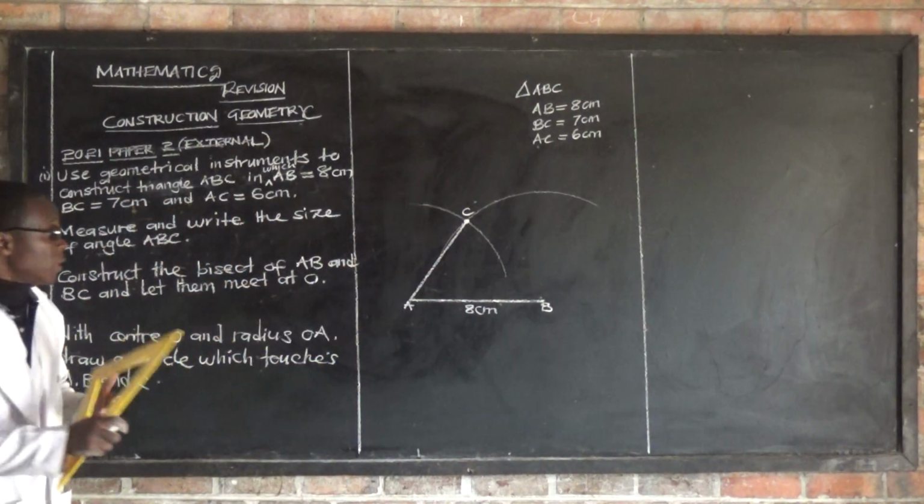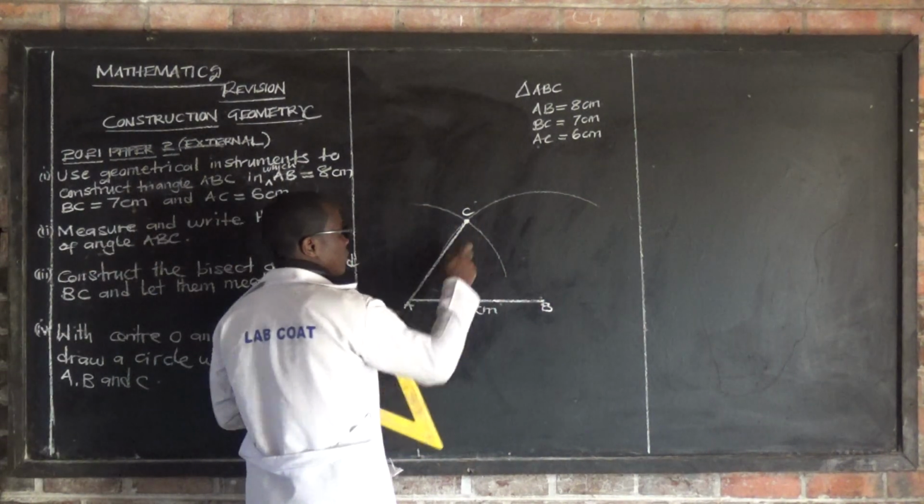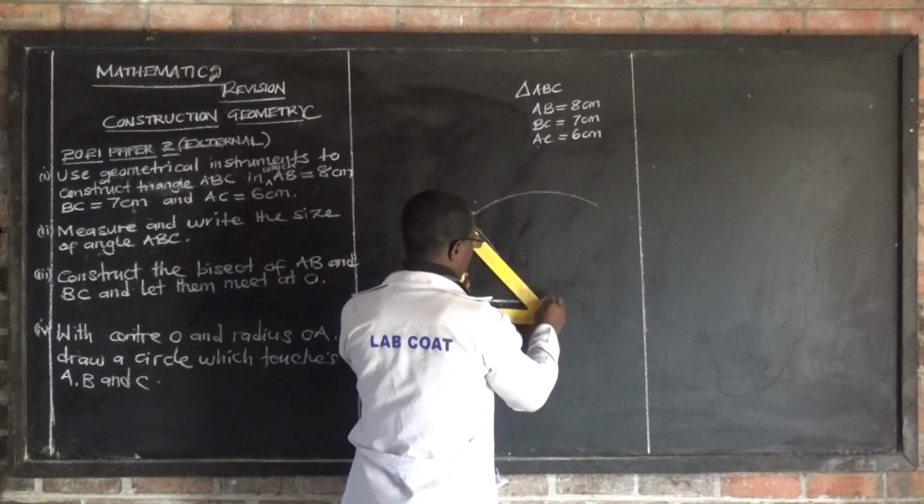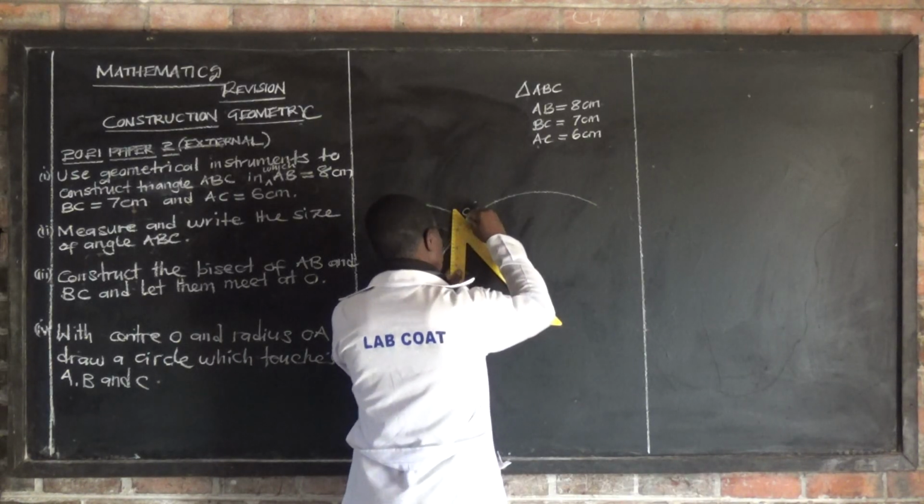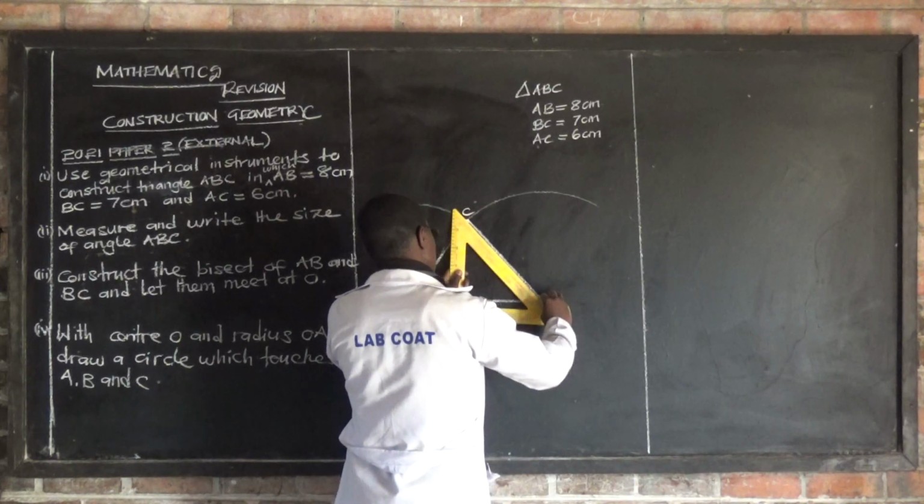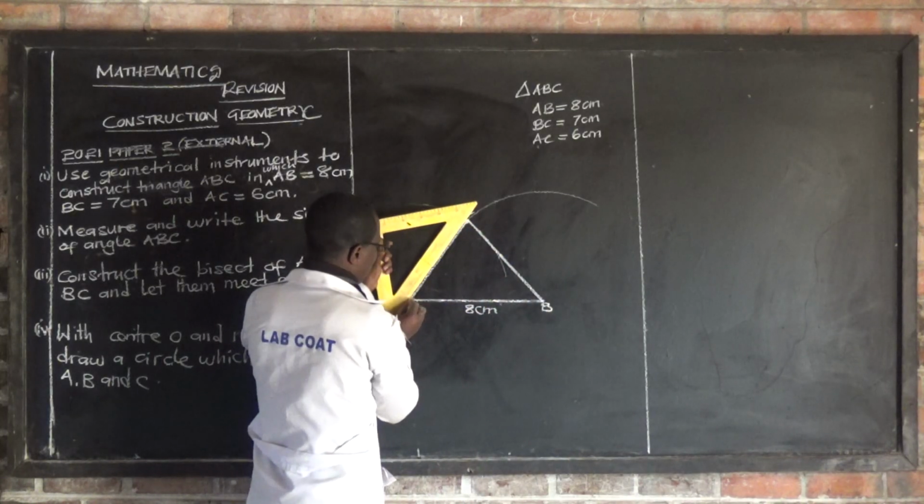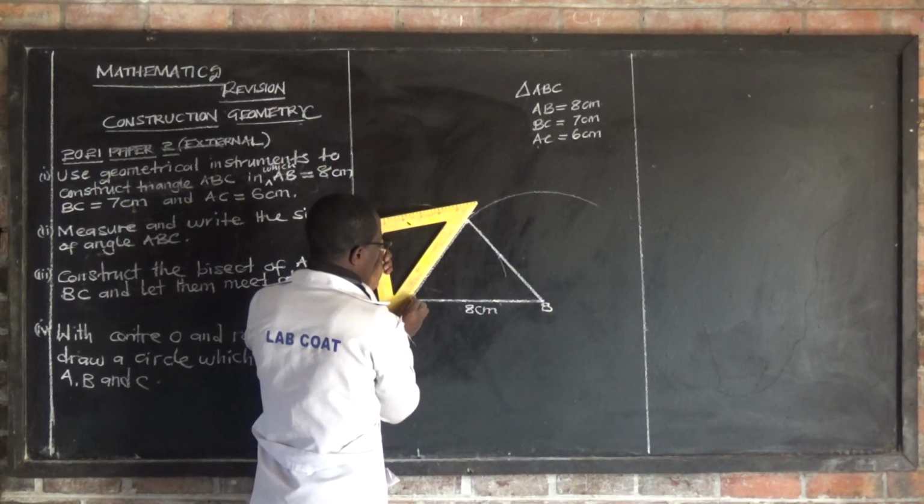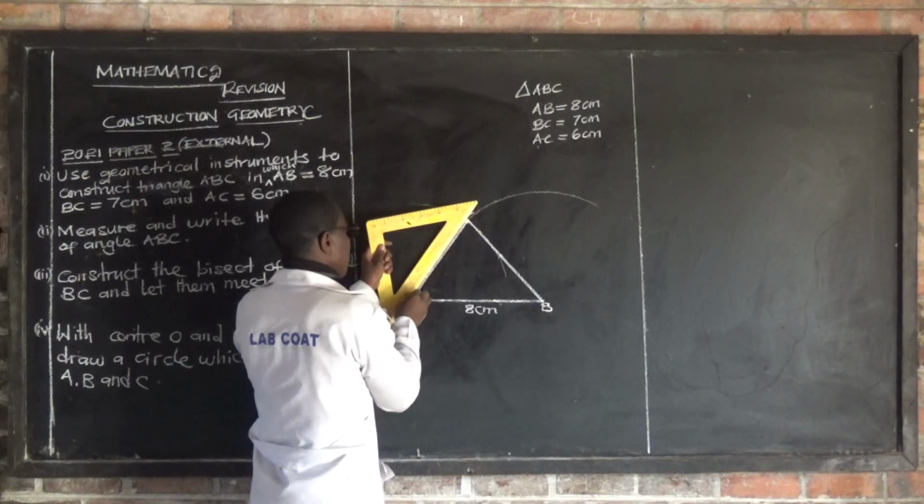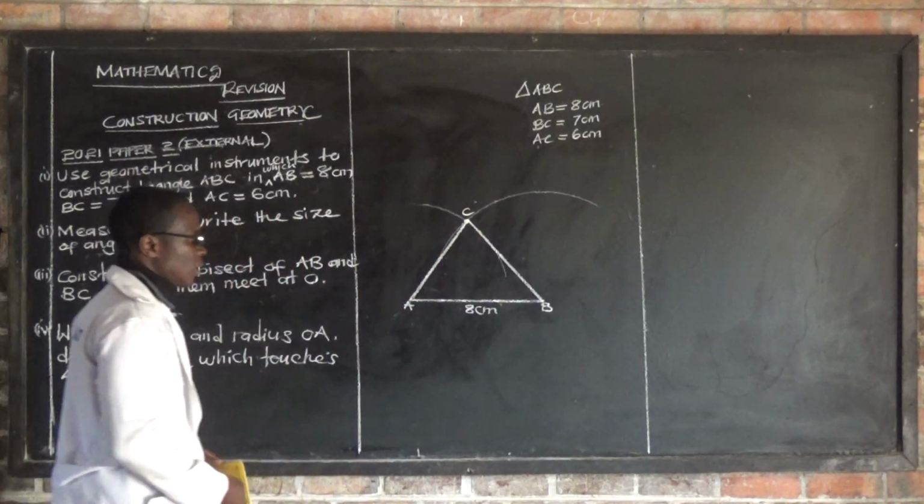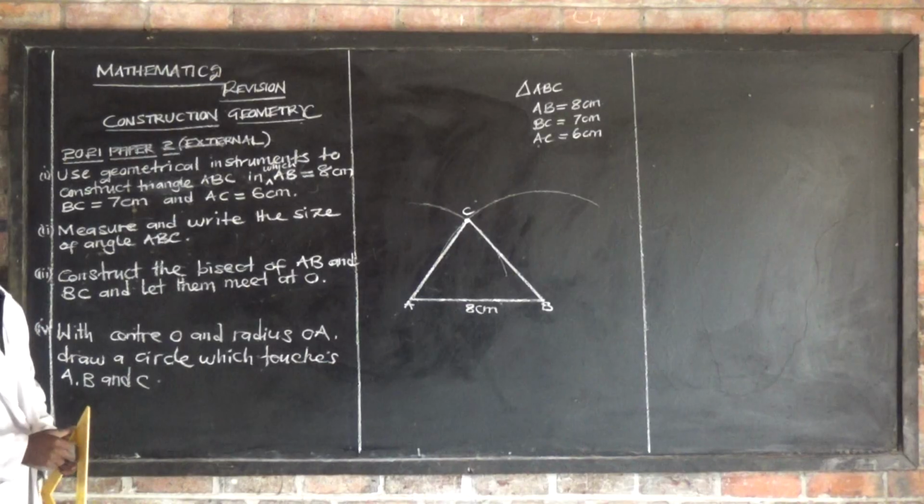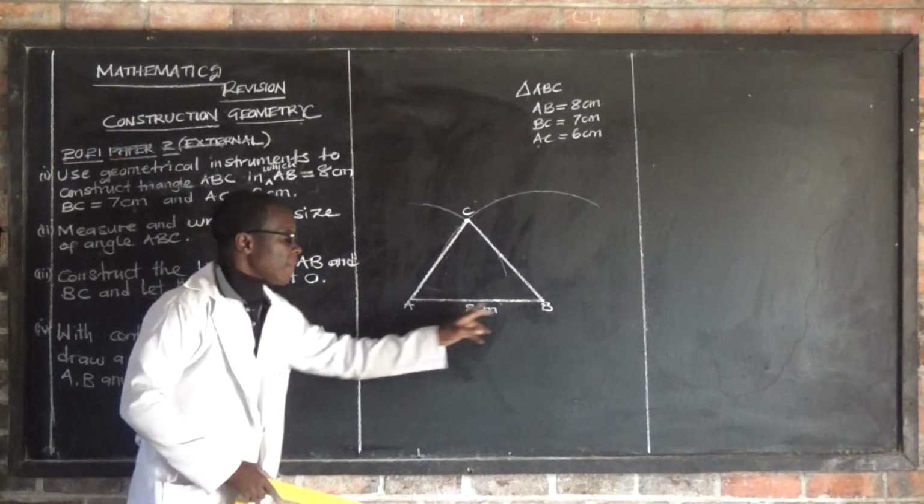Are we moving together? Then we can join B to C. B to C, we have something like this. This is my BC, and this is my AC. So I've come up with a triangle. Which triangle? ABC.